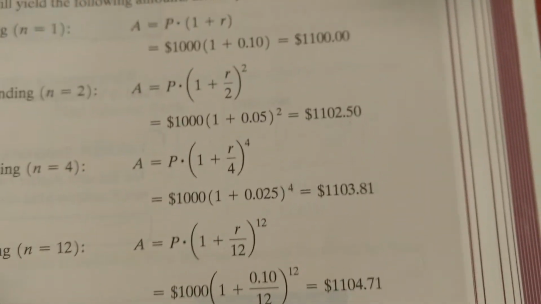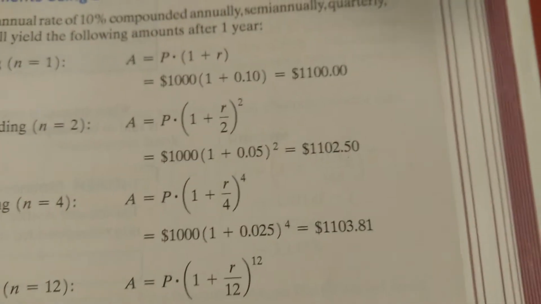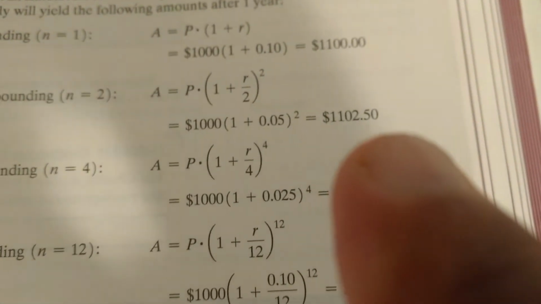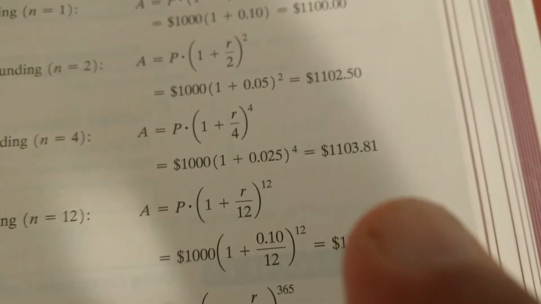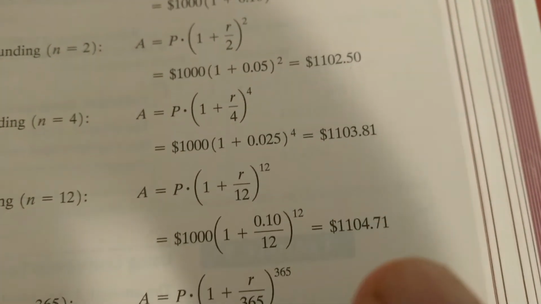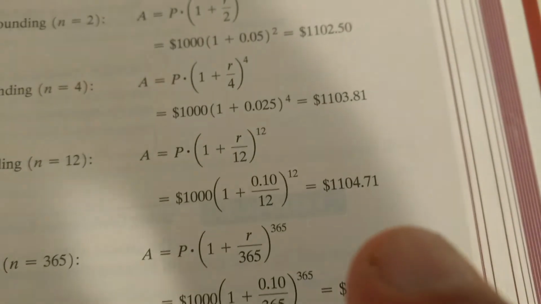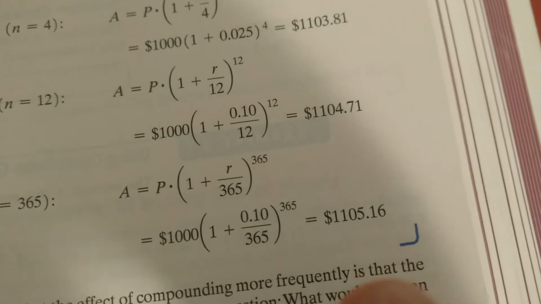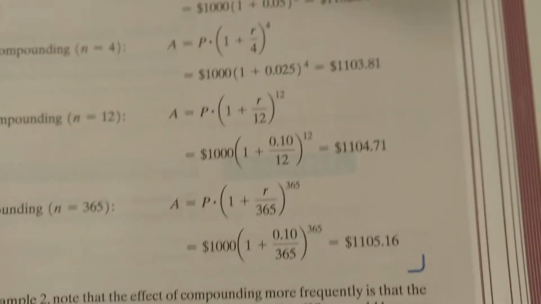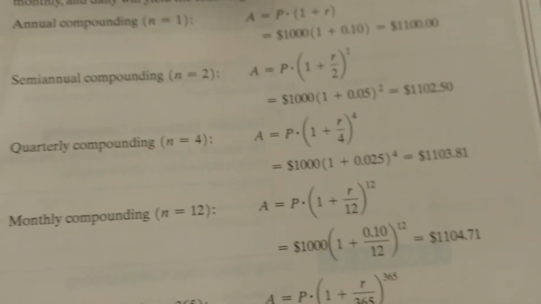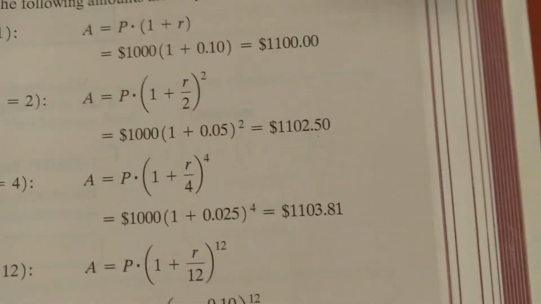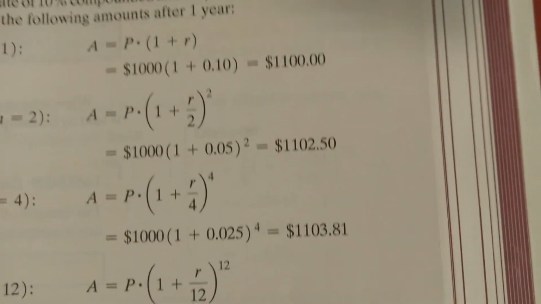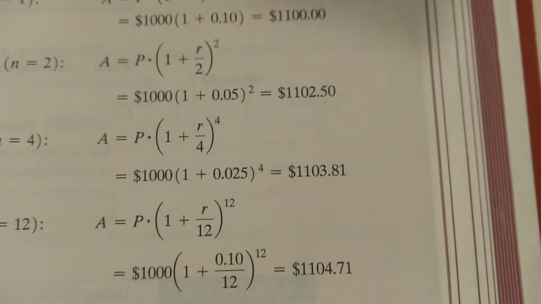If you look at these values, here's how much we have in the account. If we compounded it annually, it's $1,100. Semi-annually, we get $2.50. Quarterly, $3.81. Monthly, $4.71. And then daily, $5.16. So you can see there's not a huge difference in the amount of money you gain. The difference becomes through how much money you have. The more money you have, the more you make.